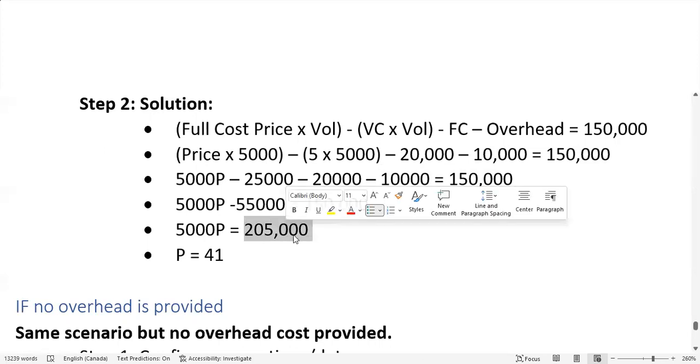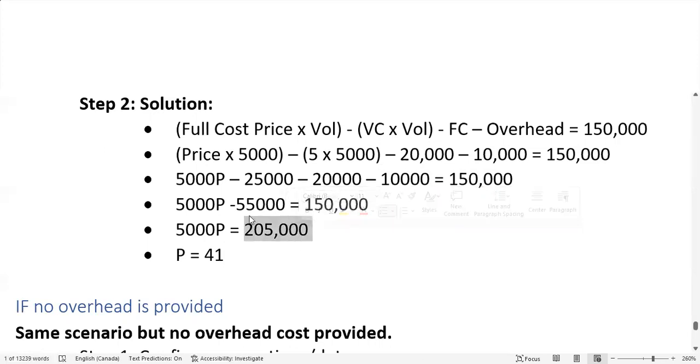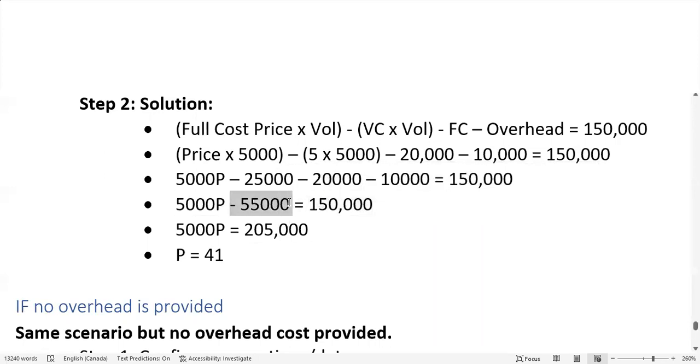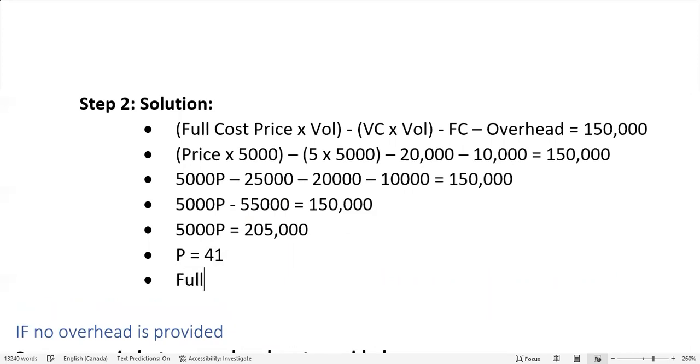Right? How we arrive here is the same as what we explained earlier: anything we do on the left-hand side, we replicate on the right-hand side. So here we're adding 55,000 to eliminate this, and we're also adding 55,000 here. That's how we arrive at the right-hand side. For this one, we just need to divide the left-hand side of the equation by 5,000 and divide the right-hand side by 5,000, which gives us the price of 41, right? So in this case, the full cost price is $41. This is how you would calculate your full cost price.